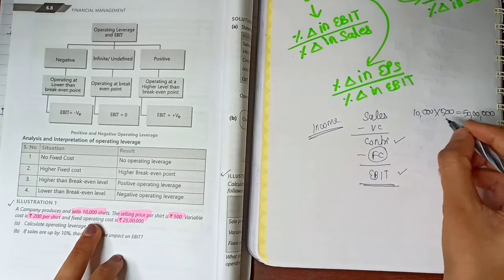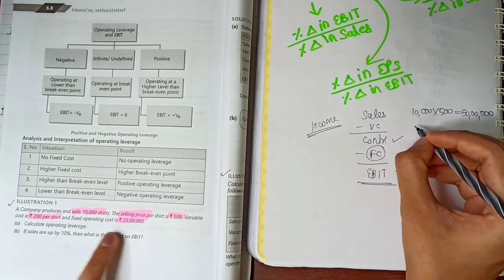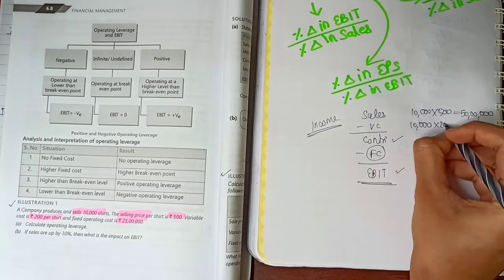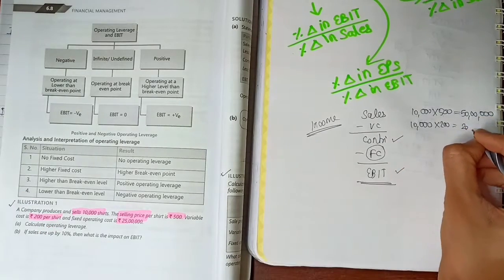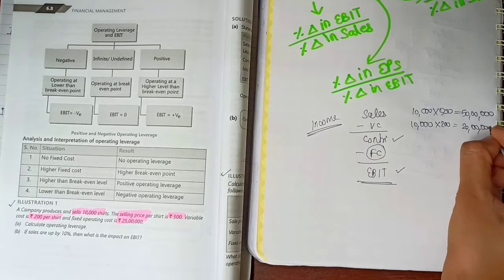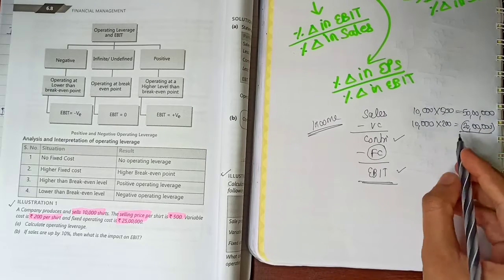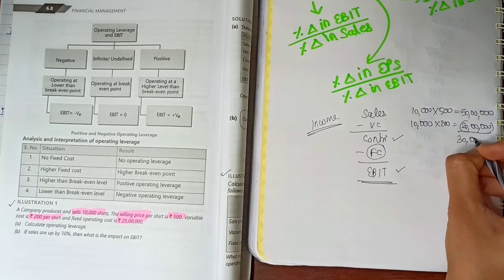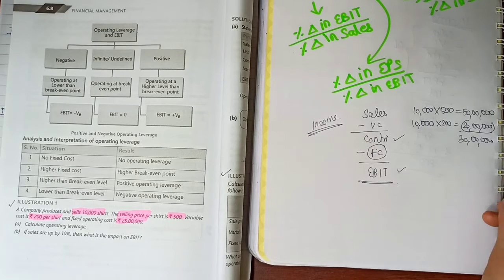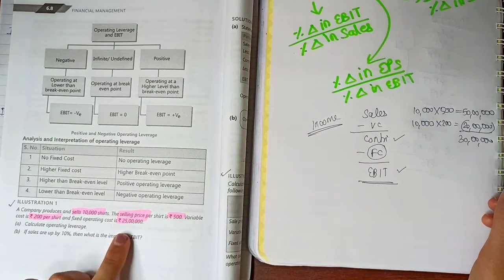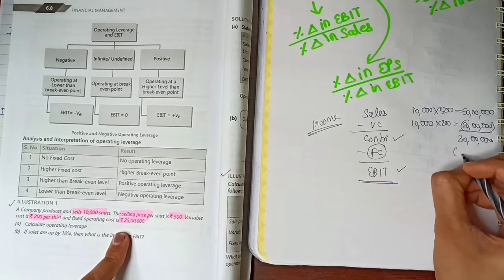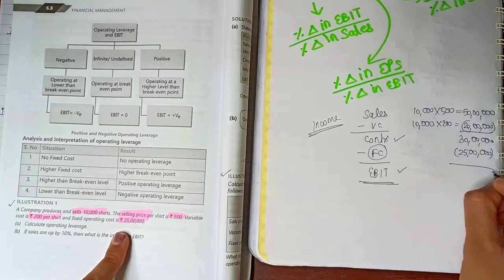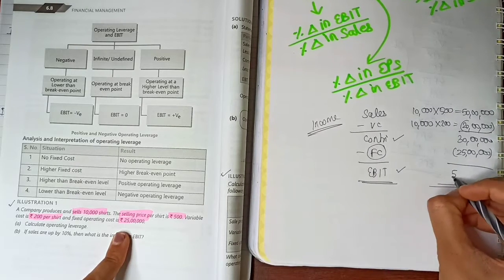Then you have to reduce variable cost from this. What is your variable cost? It is 200 per shirt. Then 10,000 shirts into 200. That is your 20 lakh rupees you have to reduce from your sales. If you reduce 20 lakh rupees from your sales, you'll get your contribution. That is 30 lakh rupees. Then they have told you the fixed cost is 25 lakh rupees. That means you have to reduce 25 lakh from the contribution and you will get your EBIT as 5 lakh rupees.